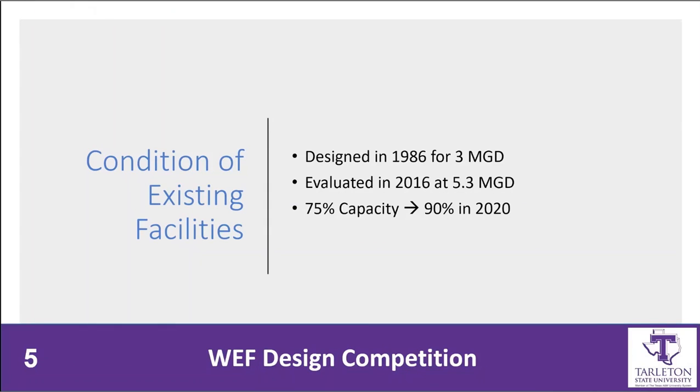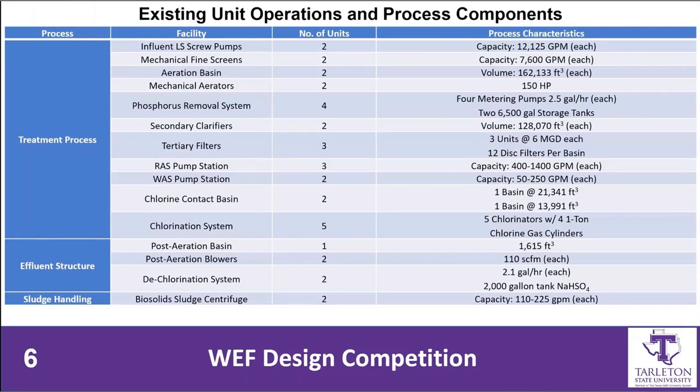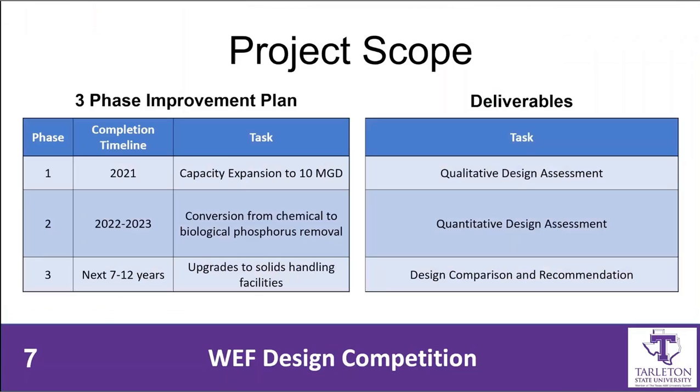This is a brief overview of the existing plant. It was designed in 1986 to handle 3 mgd, but was reevaluated in 2016 to reveal a capacity of 5.3 mgd. Currently, the plant is at 75% capacity and is expected to reach 90% capacity this year, which, according to TCEQ, is a threshold for initiating the design of expansion. This table includes characteristics of each facility and several process components, as well as vital information in evaluating the treatment capacity of each facility, so that we could determine the extent of expansion required to reach 10 mgd.